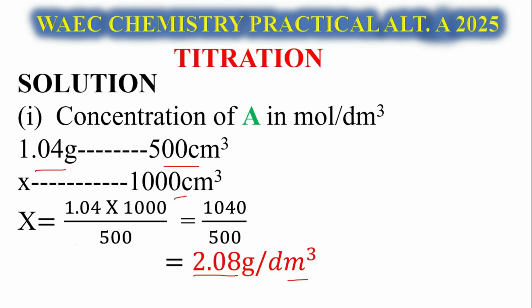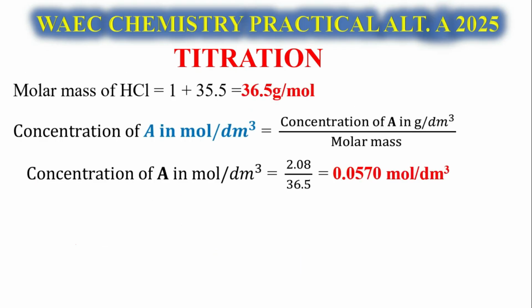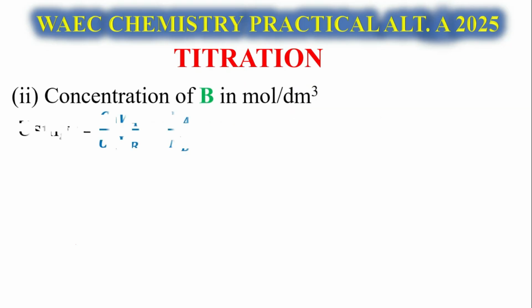All right. After then, you have to be able to convert your 2.08 to what? To mole per dm³, by first of all calculating the molar mass of hydrochloric acid: 1 plus 35.5 will give you 36.5 gram per mole. So when you substitute correctly, you're going to have 0.0570 mole per dm³ of the acid used. Did you get that before me? Okay, let's go to question number 2.